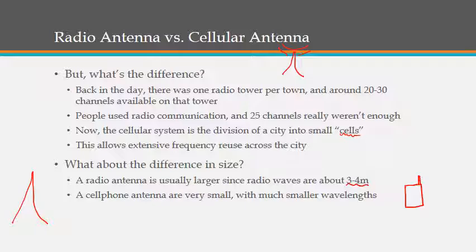So what's the difference? How can this antenna still work when one's so small, fits in your hand, in your pocket, where one's like a gigantic radio antenna? Well, these radio antennas are much larger because their waves are much larger. The radio waves are about 3 to 4 meters, where a cell phone antenna is really small and has much smaller wavelengths and works on a very small frequency.